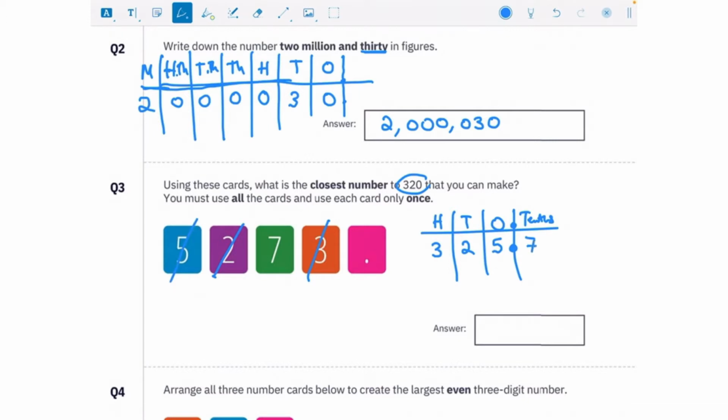But that's still better than doing 327.5. We want to get as close as possible to 320. So our answer is 325.7. And we've used up all of the numbers on the cards that they gave us.